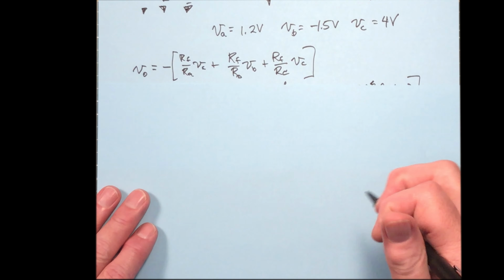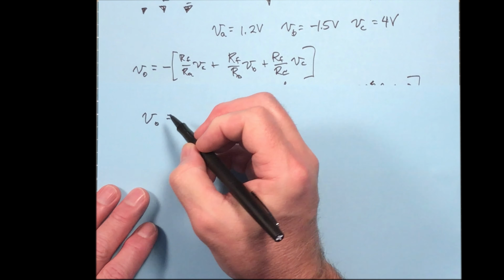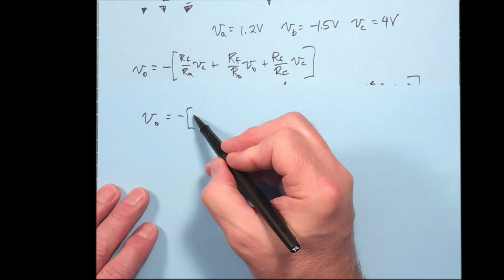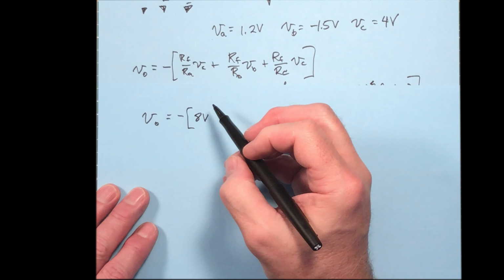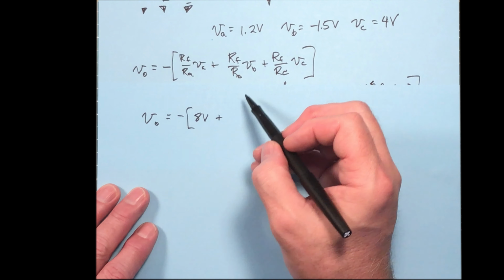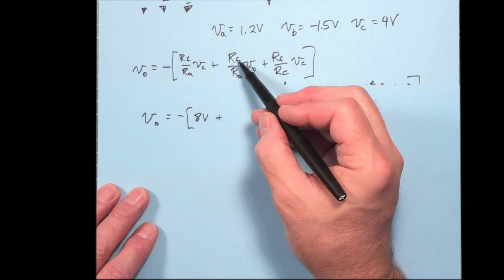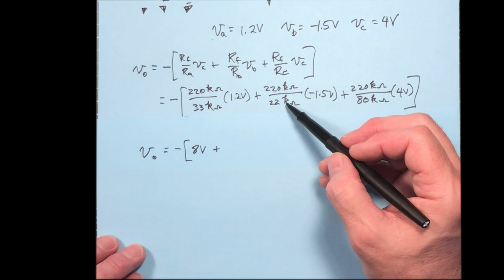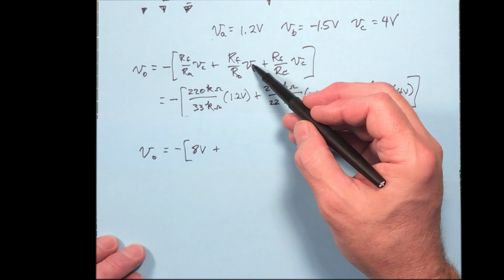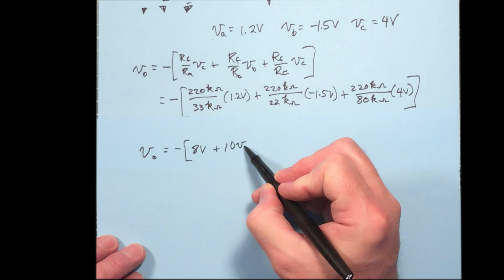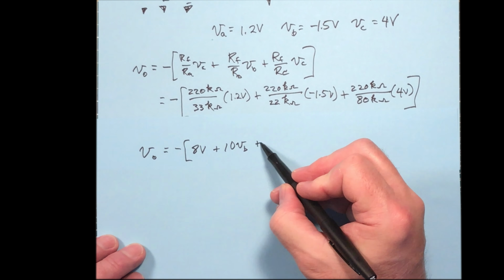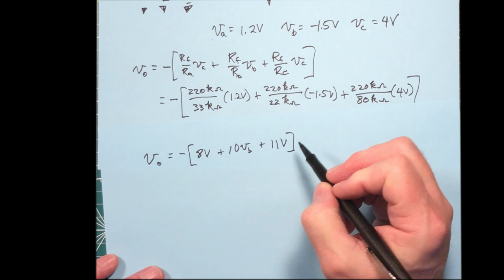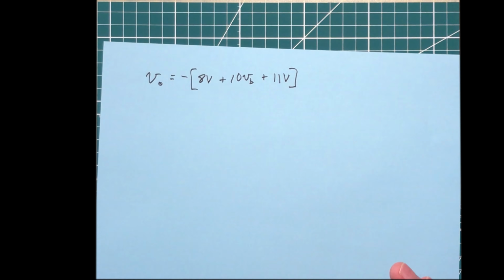All right, so let's play this here. The output is going to be, well, let's see, all of these will remain the same. So this is going to be minus 8 volts plus 220K divided by 22K. That's just 10 times V sub B. So this is plus 10 V sub B. Plus, and this last term remains the same, 11 volts. Okay, so this is what our output is going to look like.